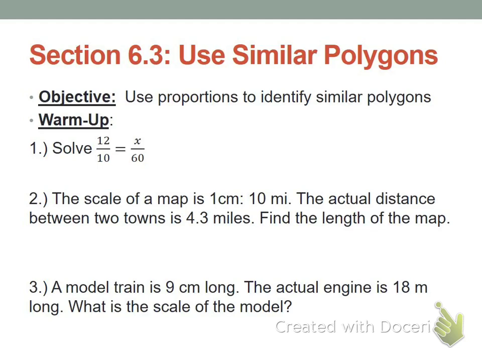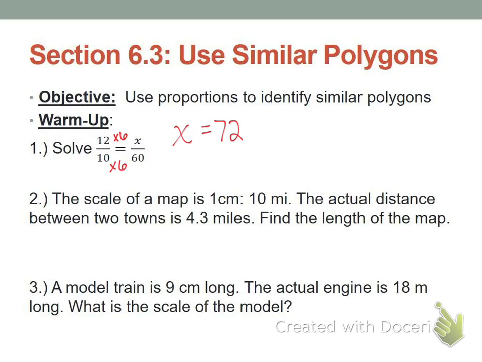First up, what did we get for x on that first warm-up? What did we get? 72, good. When you cross multiply, or really even when you look at this, you probably could have seen the relationship, times 6, times 6. Either way, x is 72. If you cross multiplied and showed all of that, that is wonderful.